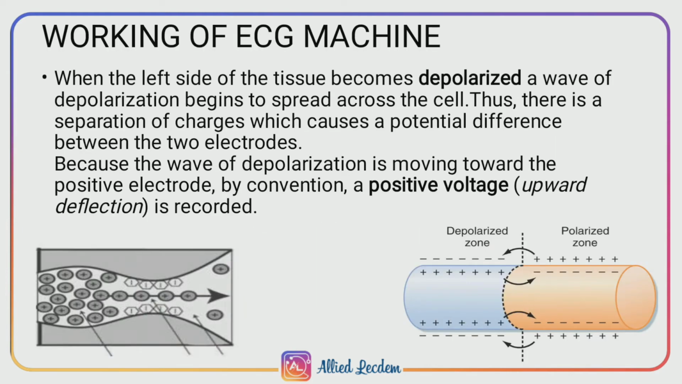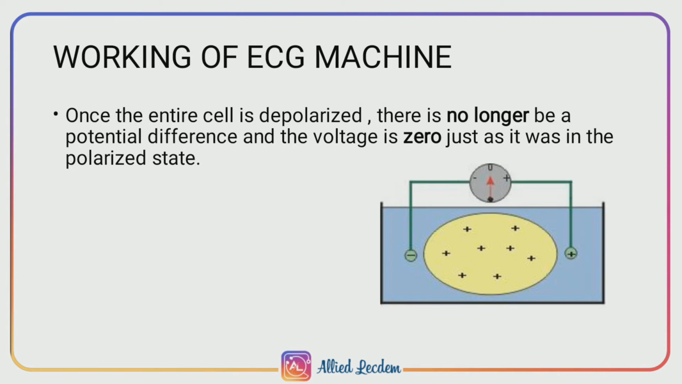Suppose we provide an impulse at the proximal portion of the tissue and the other end is connected to the positive pole. The positive vector moves towards the positive pole, which results in positive deflection, which is the upward deflection. This is called a wave of depolarization. When the entire tissue attains complete electropositivity, there will be no longer a potential difference. So the voltage will be zero, the galvanometer will be neutral, and the wave will be on the isoelectric line.